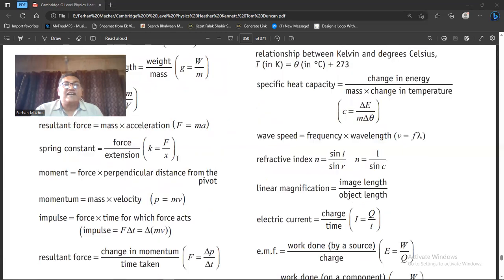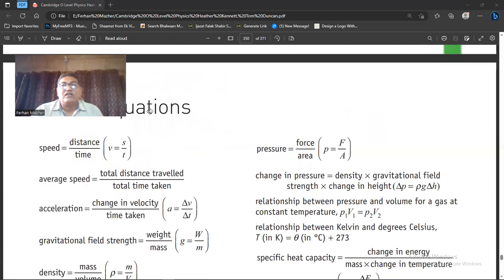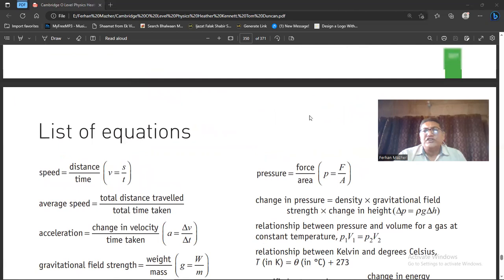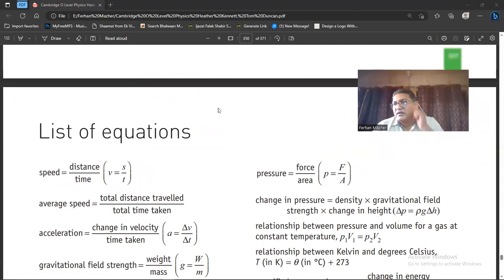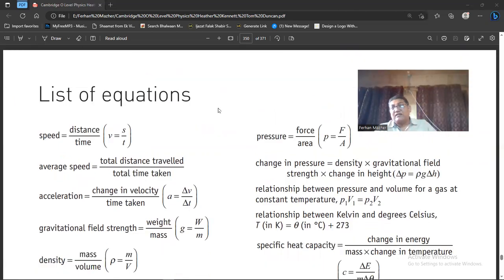So this was a small list. You see, I am working for the students who want to excel in physics. They want to go beyond the normal performance. Right now in front of me, I have the book for Cambridge O-level physics, written by Heather Kennett and Tom Duncan. At the end of that book, this is the list of formulas which they have given.